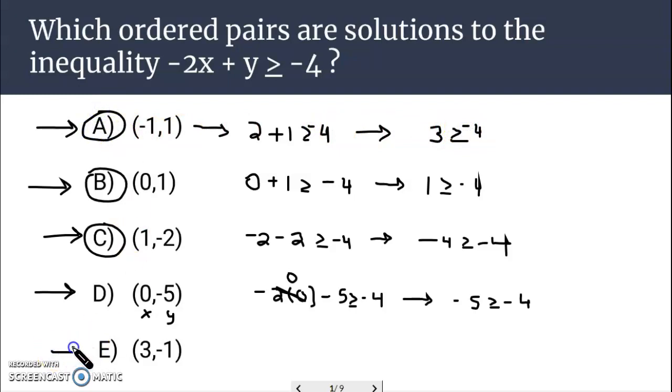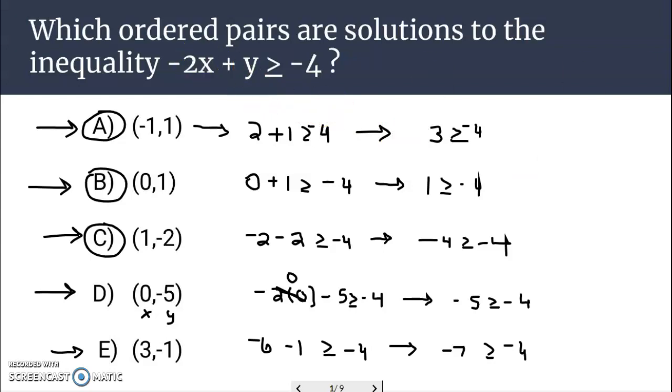And lastly, let's check E down here. 3 times negative 2 is a negative 6. Negative 6 minus 1 greater than or equal to negative 4. All right, negative 6 minus 1, negative 7. Greater than or equal to negative 4. That is incorrect. That's a false statement. So in this problem, A, B, and C, these three make this inequality true. So when you're finding inequalities and solutions, there's a whole range of values.